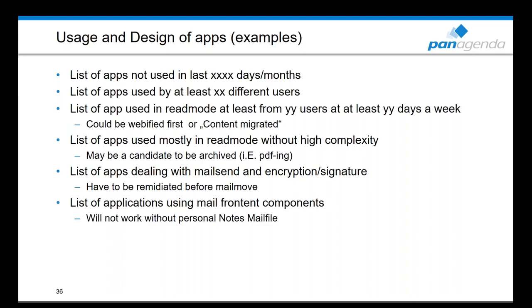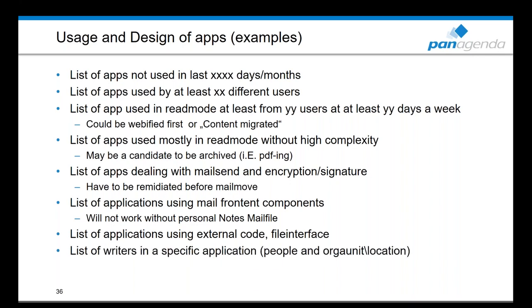Why is this interesting? They will not work without a personal Notes mail file. So if you move off mail and calendaring in the first phase and there is no personal mail file left for the user, then maybe specific applications already break, even if you still have the Notes client. Or a list of applications using fancy external code, file interfaces, whatever.